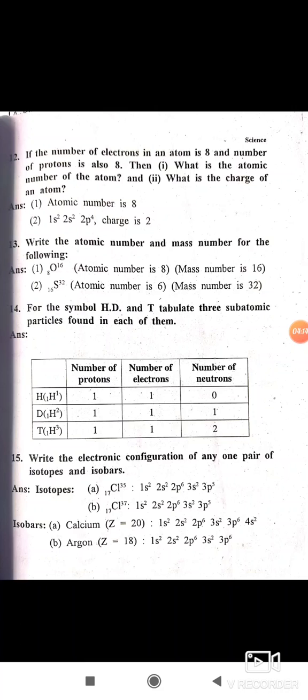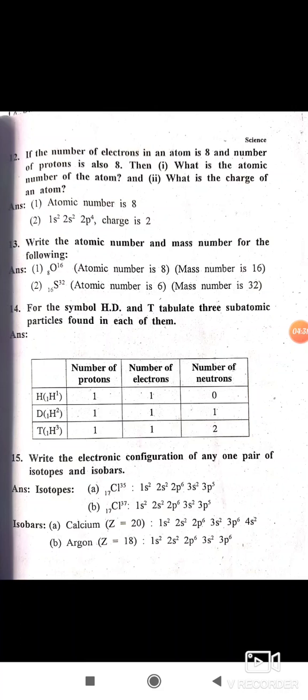Write the atomic number and mass number for the following. Oxygen: its atomic number is 8 and mass number is 16. And sulfur: its atomic number is 16 and mass number is 32.